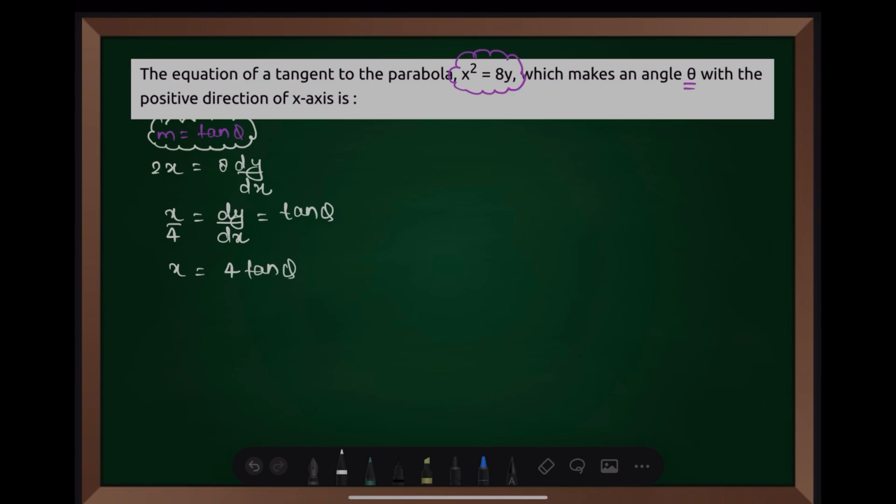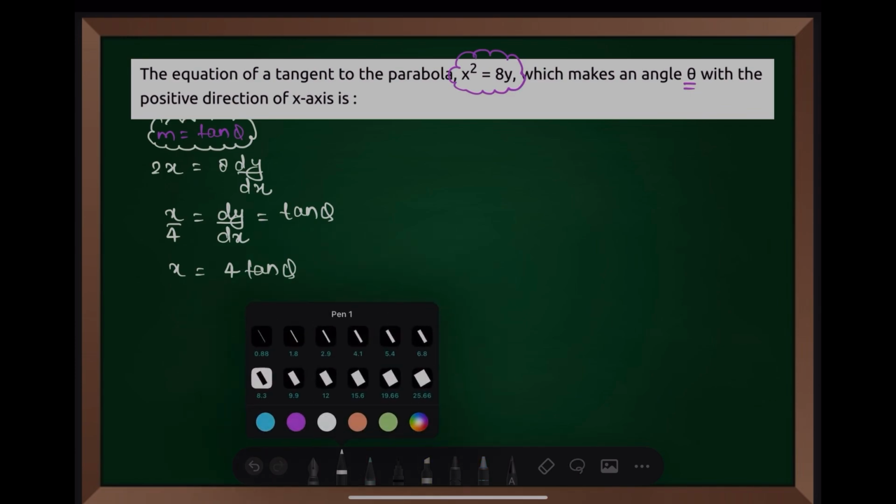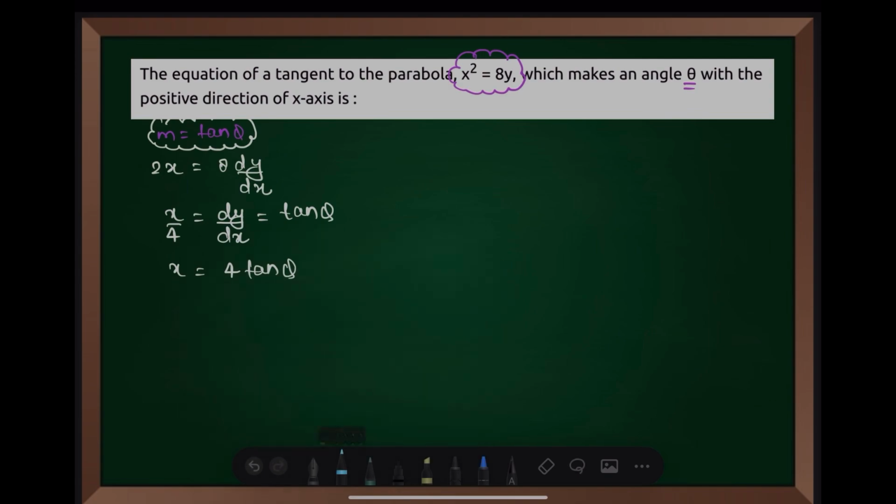So now suppose that we are interested in finding y coordinate. If I substitute value of x over here, don't you think we will get value of y? So it is 16 tan square theta is equal to 8y. So we got y as 2 tan square theta.